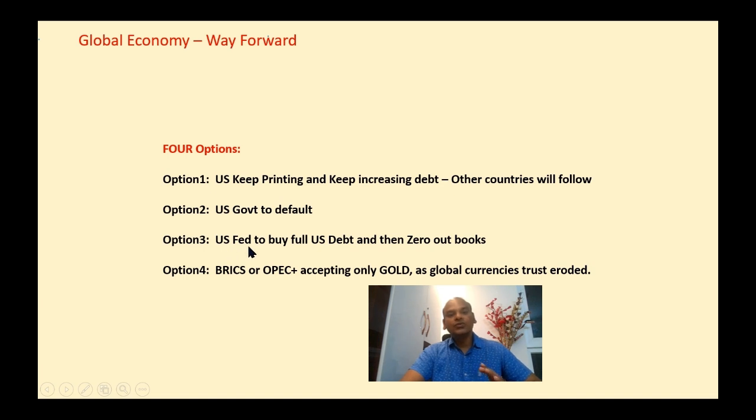Then the third option is that the debt of the US government gets transferred to the US Fed, and they zero out the books. That is option three. And then option four is the BRICS and OPEC actually making a decision rather than the US, because they know that the US will make an obvious decision which is not in the benefit of the rest of the nations. So BRICS and OPEC countries might dictate that yes, we want to go with gold, and shrug off all the currencies including their own currencies, right? If they do that, then there are other consequences. So we are looking at all four possible options here.